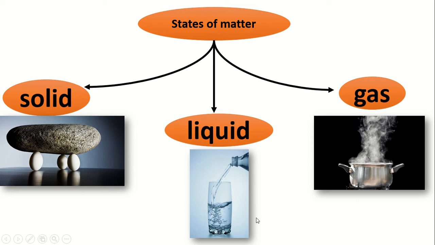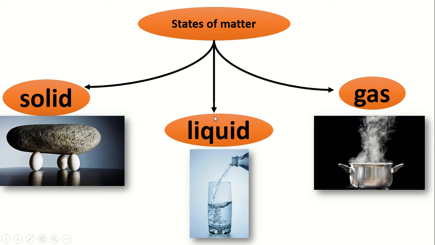Number 2, liquid. Liquid, like the water. The water, juice, milk, all of that is called liquid. Number 3, gas. Which gas do we breathe? Oxygen, super. And the water vapor also is a gas. So we have three states of matter.